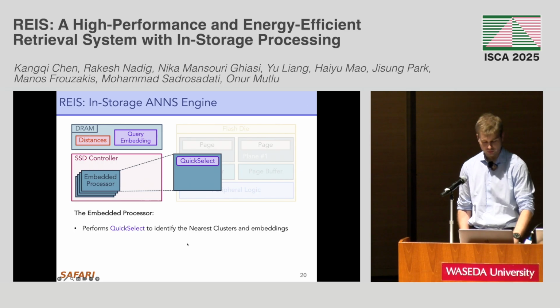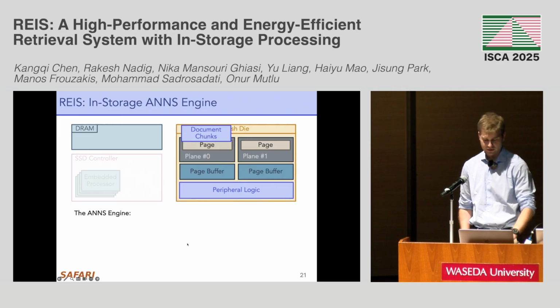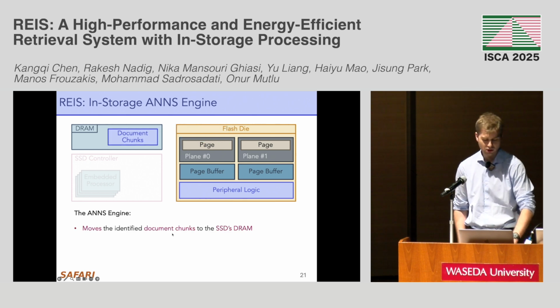So, the embedded processor performs quick select to identify the nearest clusters and the embeddings, and in the case of the fine-grained search, it performs re-ranking and quicksort to refine the search results. The ANNS engine then transfers the document chunks from the flash pages to the DRAM and then out towards the host system, completing the retrieval process.